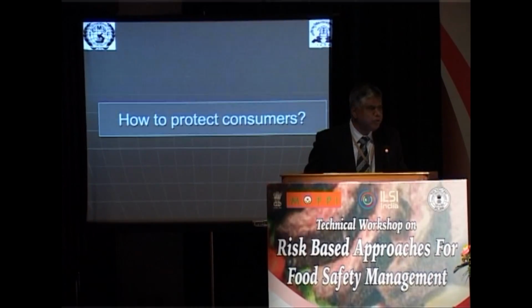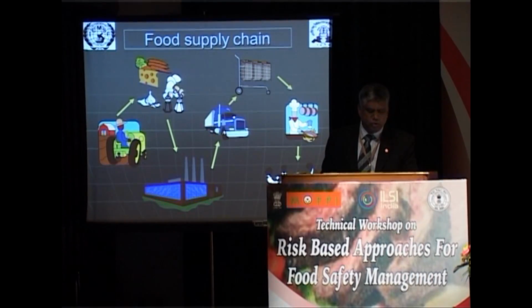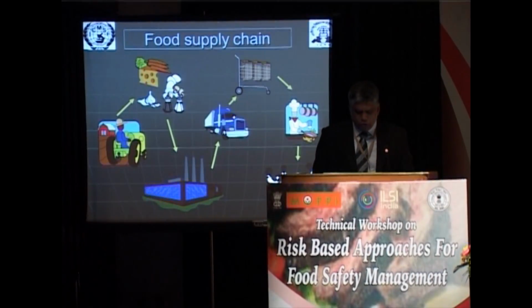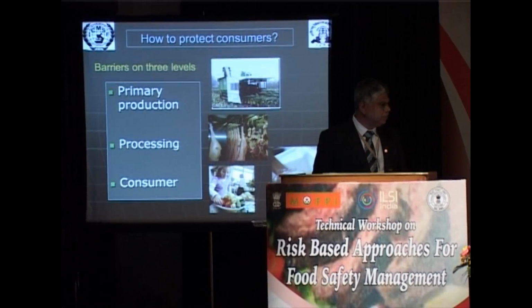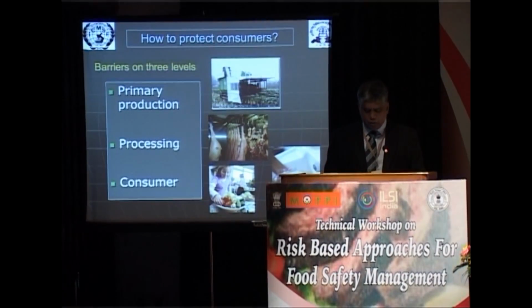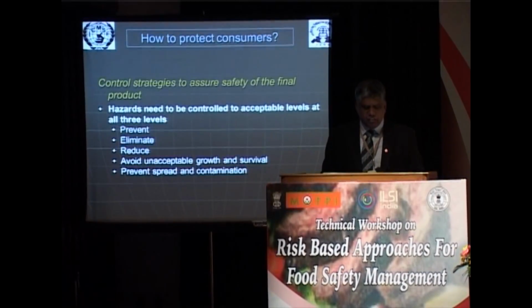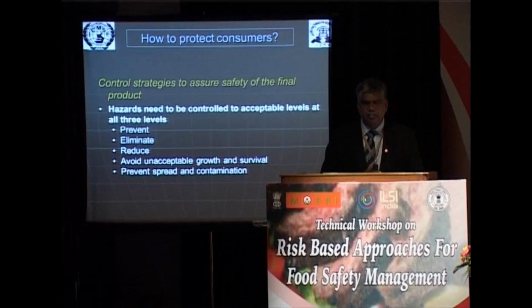How should we protect our consumers? This is the classical food chain: farm produce, then it goes to the factory, then to retail, and then to the consumer. So we must have barriers or control measures at all steps, that is, at primary production, at the processing level, and at the consumer level. The strategy for this control, to keep the hazard at an acceptable level, is to prevent the entry of pathogens into food.